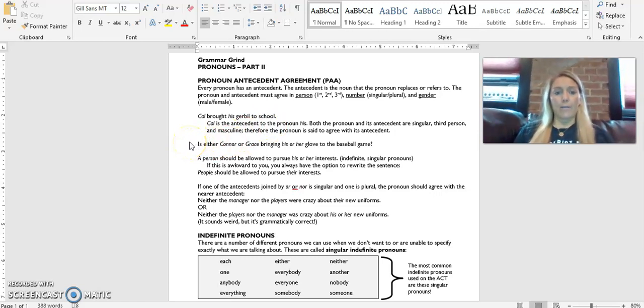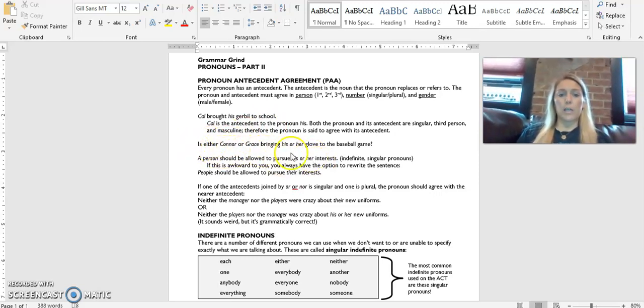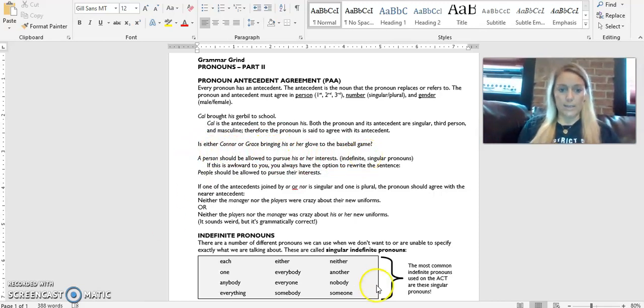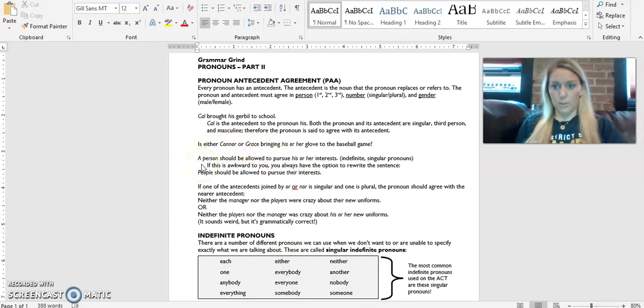Now we have, this one's a more tricky one, and we're going to wait on that. We're going to do that one once we get down here into this box. Okay, so we're going to skip that one. We're going to come down here. So Cal brought his gerbil to school. That one was pretty easy and straightforward. Some of them are. Some of them are not.